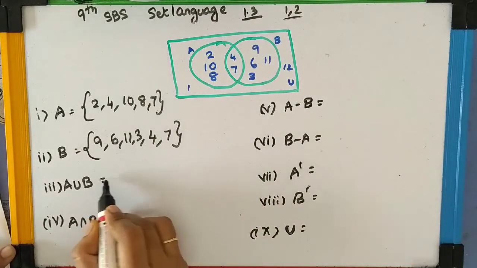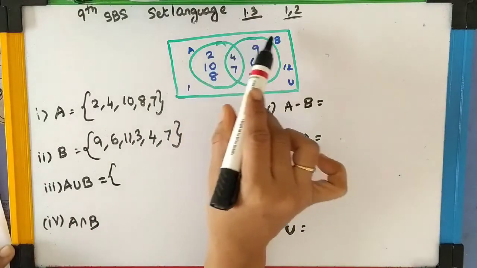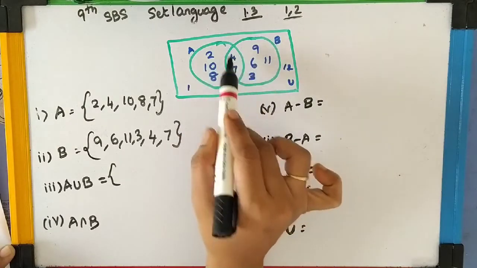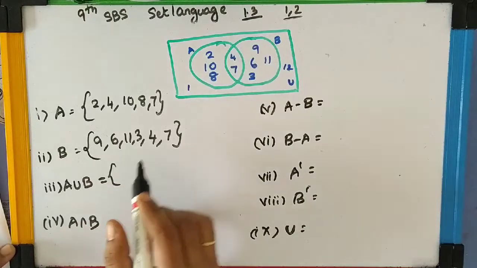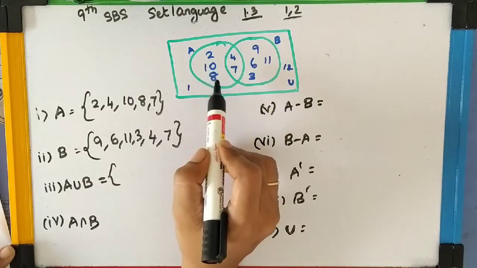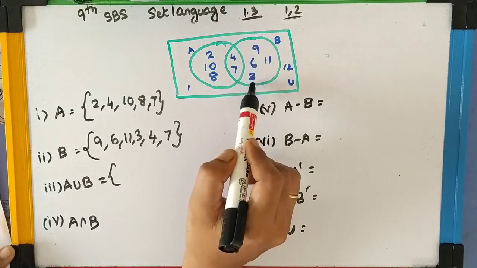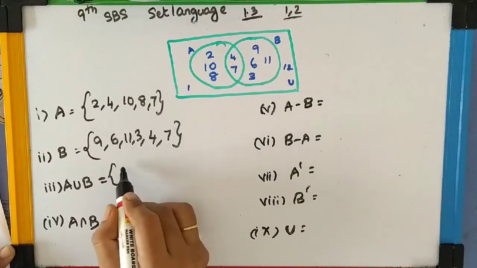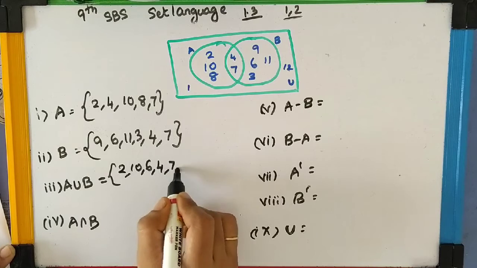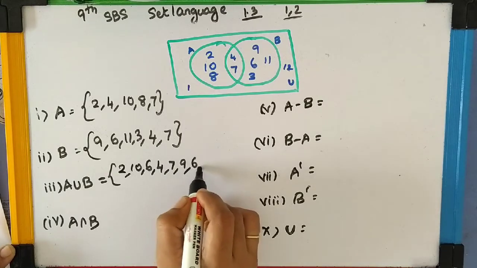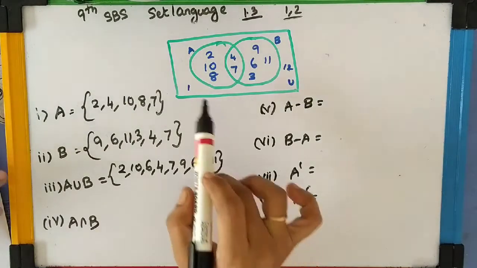Now what is A union B? What is the meaning of union? All the elements, the entire elements. The only thing is the elements in the intersection part should be written only once. So what is in A? 2, 10 and 8. What is in B? 9, 6, 11, 3. And what is in the intersection part? 4, 7. So all should be written in A union B. So 2, 10, 8, 6, 4, 7, 9, 6, 3, 11.